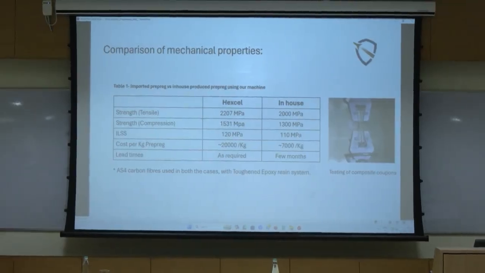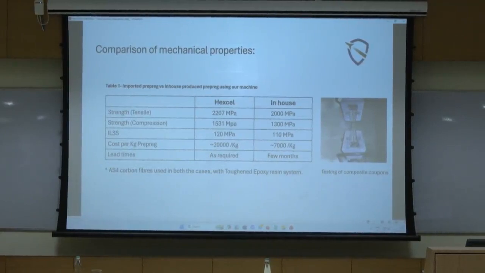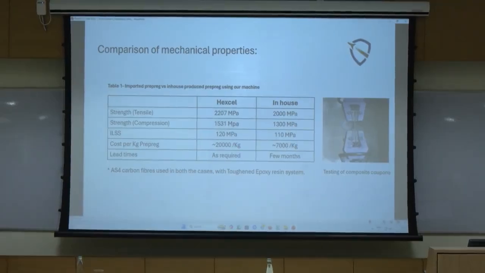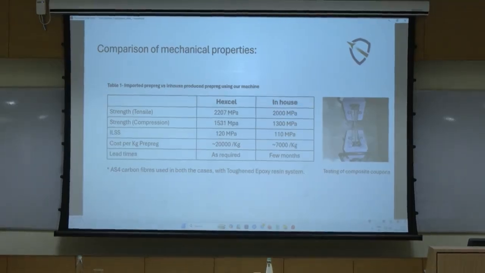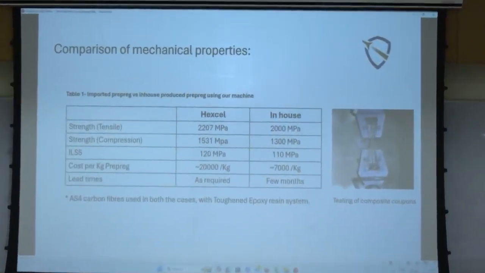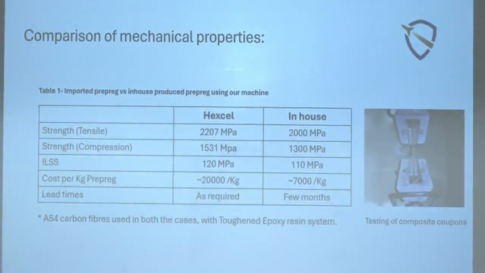Some comparisons of our machine versus the imported machine. The imported prepreg, if you see the Hexcel, this is the gold standard in raw materials. So in India we used to import these raw materials in tons and tons. With our machine we were able to achieve close to those Hexcel properties, within 10% of the mechanical properties. Of course, we can do a lot of research on the resin, how it is connecting to the fabrics, etc.